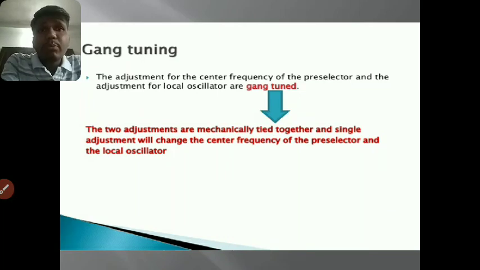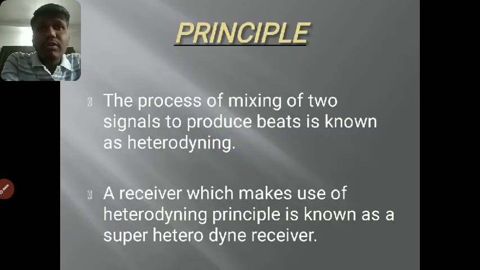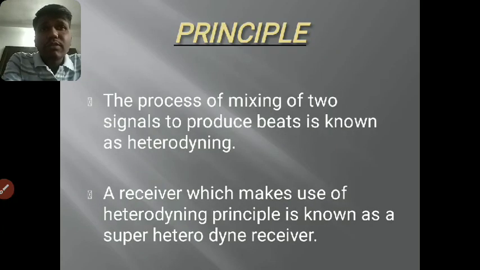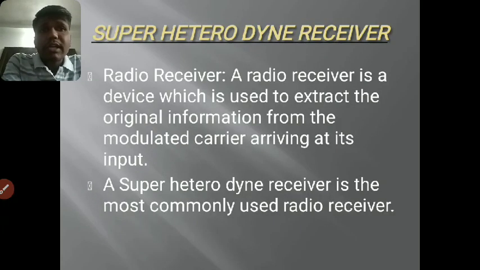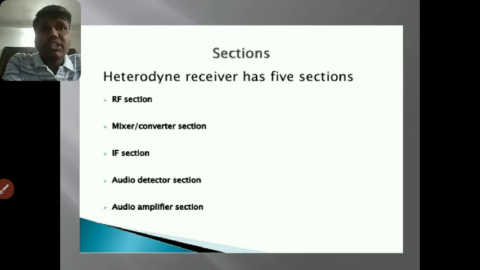And this is the process of the super heterodyne receiver. This is a very important part of the demodulation process. The super heterodyne receiver works as a radio receiver, and it is the most used radio receiver. The process of mixing signals to produce the waveform is heterodyning. The heterodyne receiver principle is known as the super heterodyne receiver, and it works on the sections: RF section, mixer, IF section, audio detector section, and audio amplifier section.